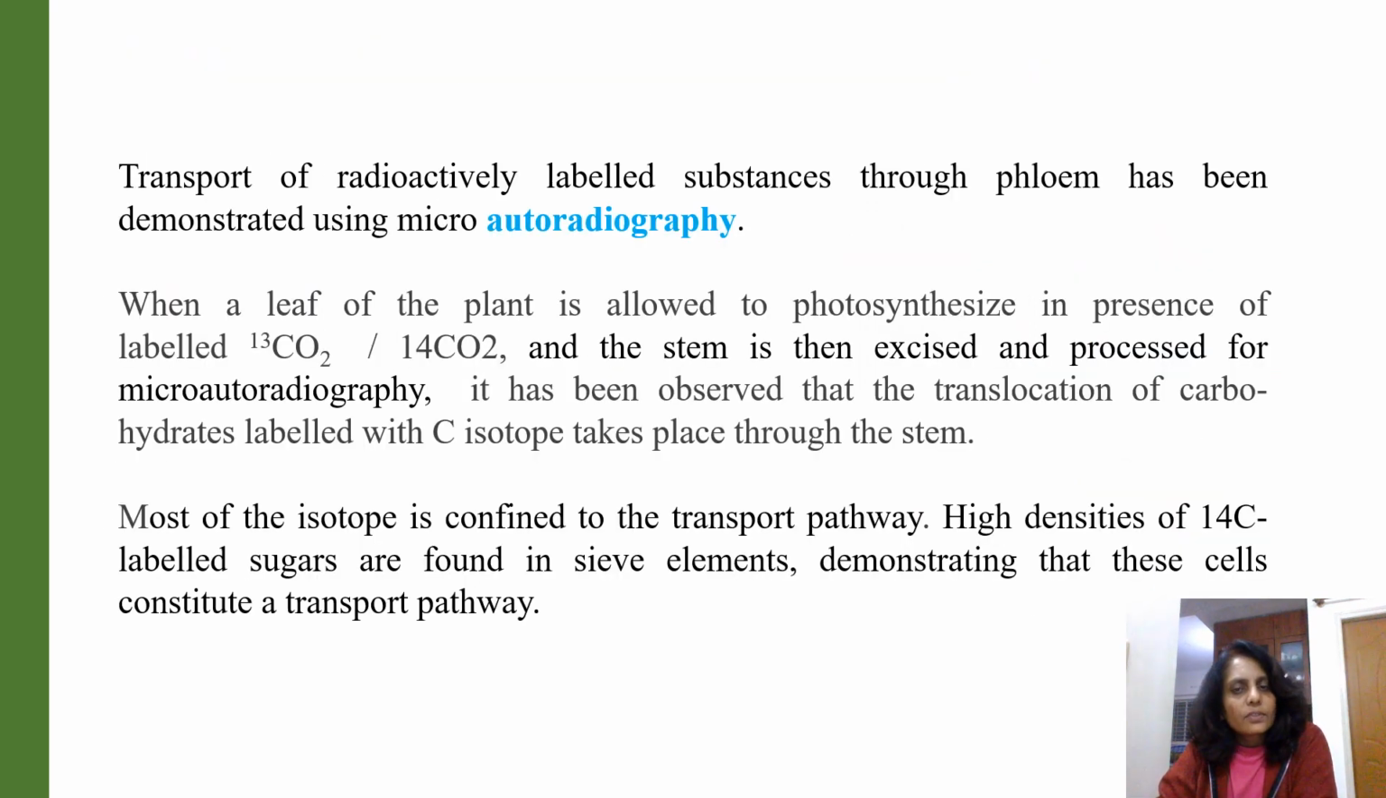Transport of radioactively labeled substances through phloem has been demonstrated using micro-autoradiography. When a leaf of the plant is allowed to photosynthesize in the presence of labeled carbon dioxide, and the stem is then excised and processed for micro-autoradiography, it has been observed that the translocation of carbohydrates labeled with carbon isotopes takes place through the stem. Most of the isotope is confined to the transport pathway. High densities of C14 labeled sugars are found in the sieve elements, demonstrating that these cells constitute the transport pathway.